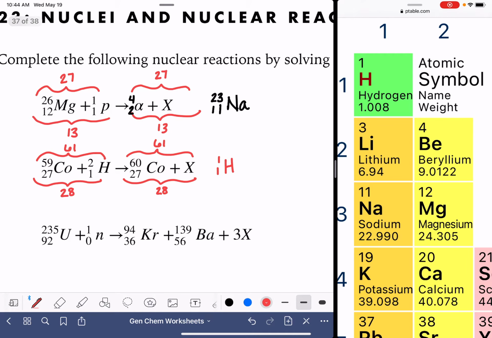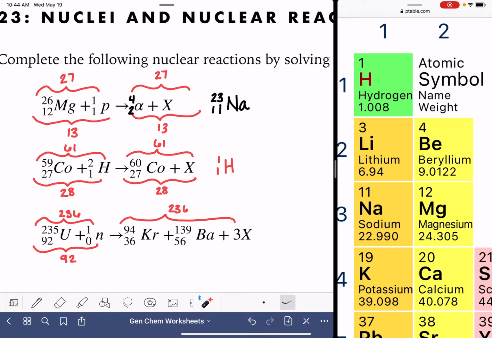This one looks like it's going to be a little bit trickier because it has a 3X on here. So let's add up what we have. On the left-hand side, we have a total mass of 236 and a total atomic number of 92. And on the right-hand side, that means that we need to have a total mass of 236.